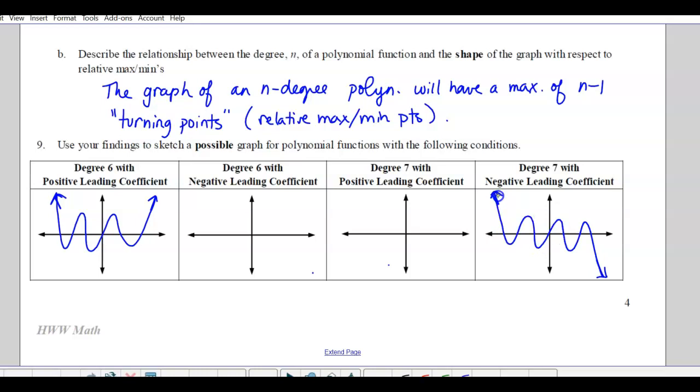Now, that's the maximum number of x-intercepts. 1, 2, 3, 4, 5, 6, 7. This could be all shifted up, right, so that there's only 1. But it has to have an arrow at the top left and the bottom right.